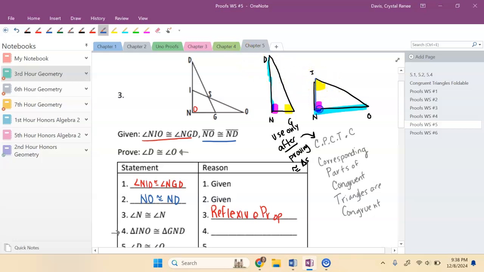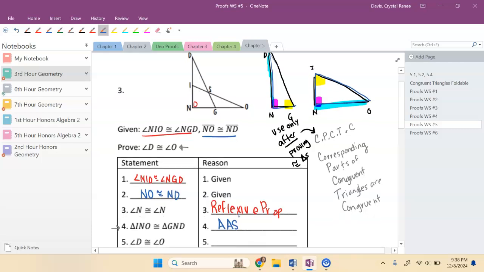All right, so if I keep going with my proof, the next step says triangle INO, which is this triangle here, is congruent to triangle GND, which is this triangle here. And they are, as you can tell by what I've marked, congruent by angle, side, angle. So up to this step, this is nothing new.